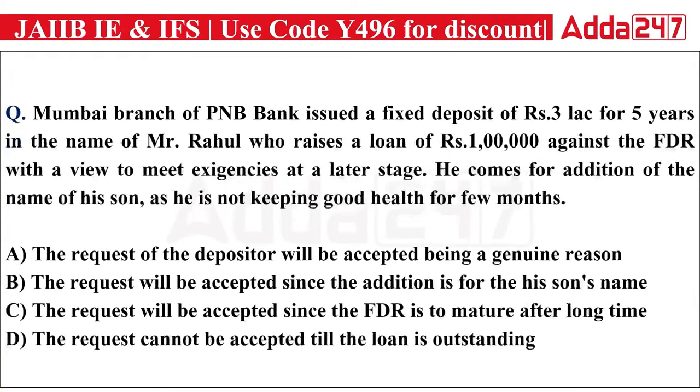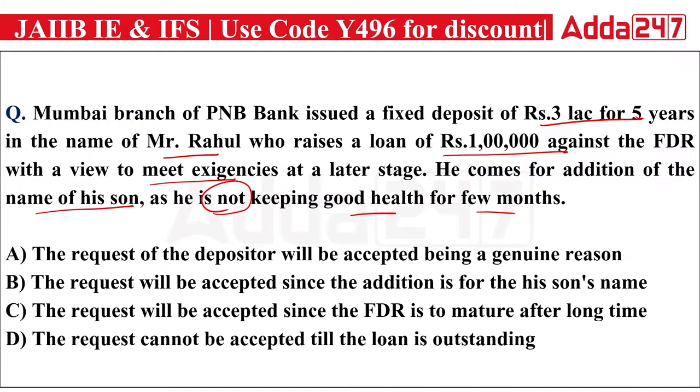Okay, next. Mumbai branch of Punjab National Bank issued a fixed deposit of rupees 3 lakh for 5 years, in the name of Mr. Rahul, who raises a loan of 1 lakh against this FDR to meet exigencies at a later stage. He comes for addition of the name of his son as he is not keeping good health. So what happened? Mr. Rahul had the FD in Punjab National Bank for 5 years, and the amount is 3 lakh. And he has taken a loan on that FD, and the loan amount is 1 lakh.